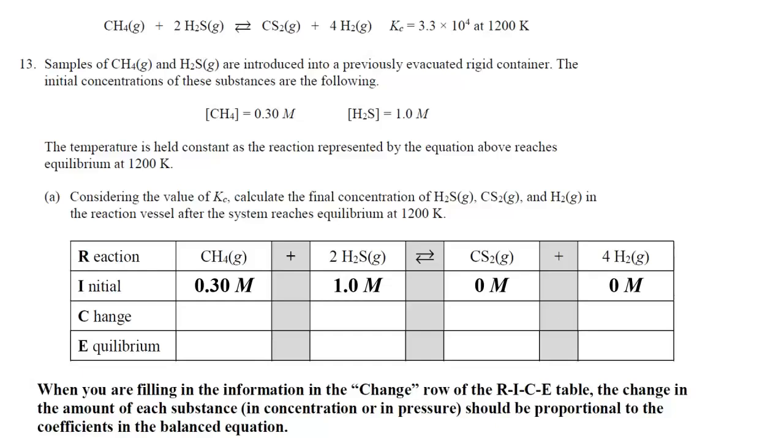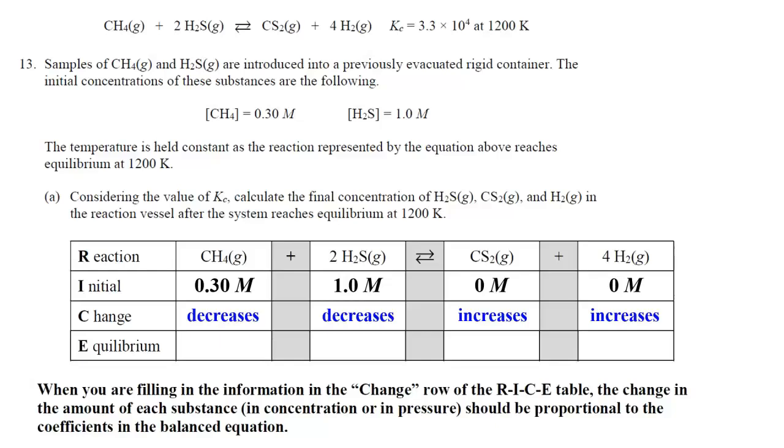Now, with respect to the change, let's think about increase and decrease for a moment before we fill in the change row of the rice table. Since all we have initially are reactants and no products, there must be a net conversion from reactants to products. And so that means that the concentration of CH4 and H2S must decrease as this reaction proceeds, and the concentration of the products CS2 and H2 must increase as this reaction proceeds.